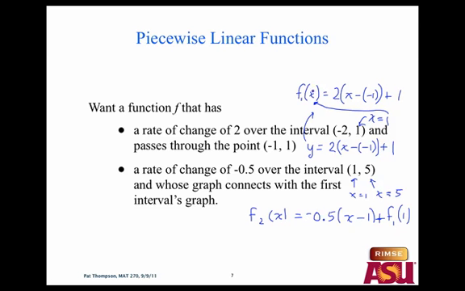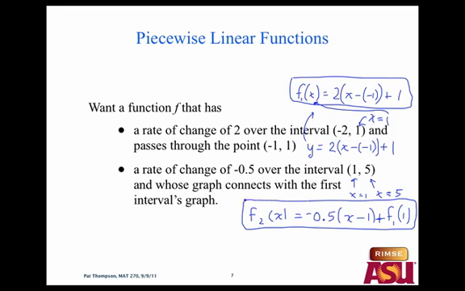So here are two functions in pieces that we're going to piece together to make one function. This piece will be for x from -2 to 1, and then this piece will be from 1 to 5. Okay? Let's see this visually and kind of summarize it.